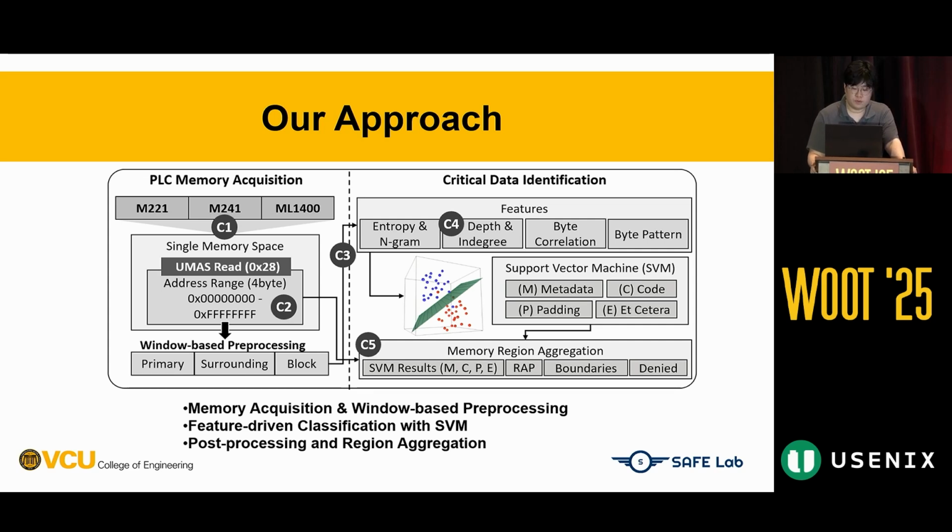So this is the overview of our entire framework. It all begins at the top left with PLC memory acquisition, which, as I mentioned, resolves the initial access challenge by using proprietary protocols and JTAG. Once we have the data, it moves into the window-based preprocessing, and then we get to the core of our system, the critical data identification and the machine learning.